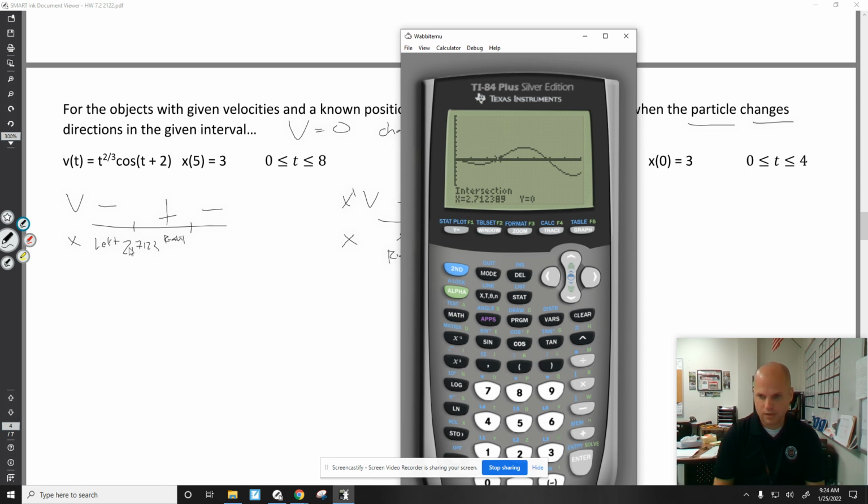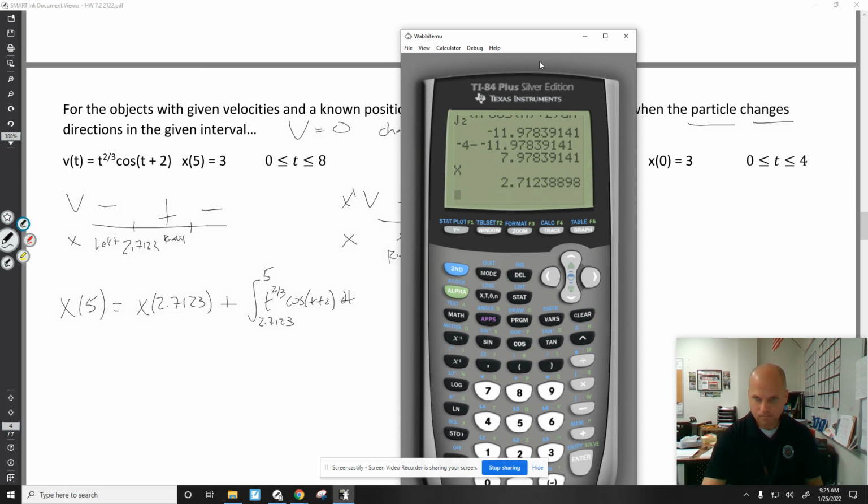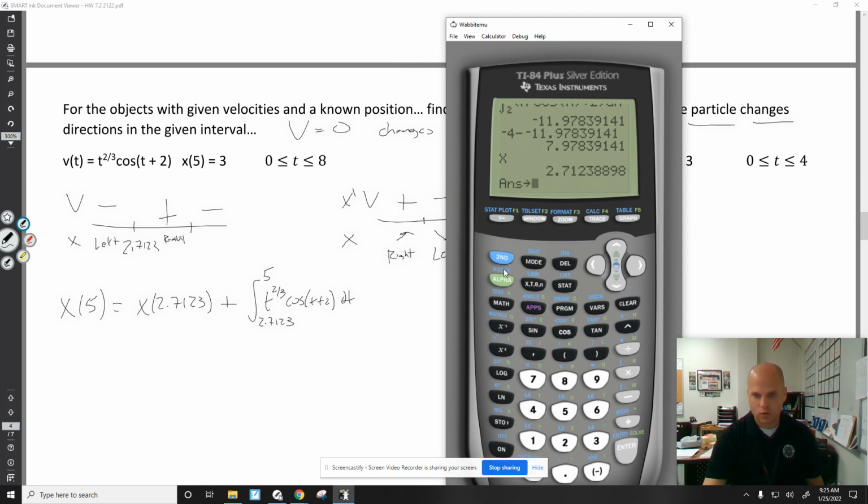This time is before my known position. So I need to set up my equation like this. My known future position equals my unknown position from the past plus my displacement between the two. Now, here's a quick little trick that I taught you about, I believe, at the end of the first semester: when you find an intersection, that number is stored as x. And we could decide to store that and press the store button down here as a different variable just to help you. Now watch this.